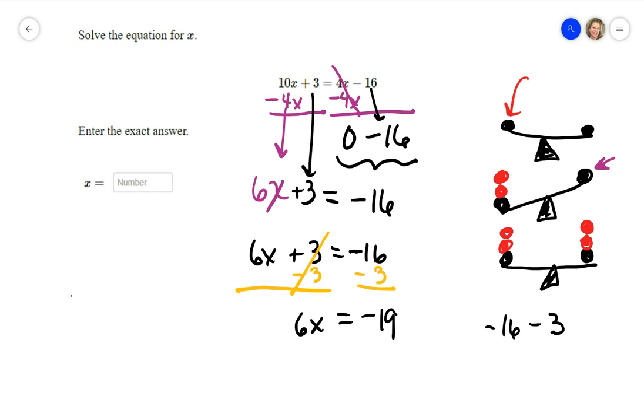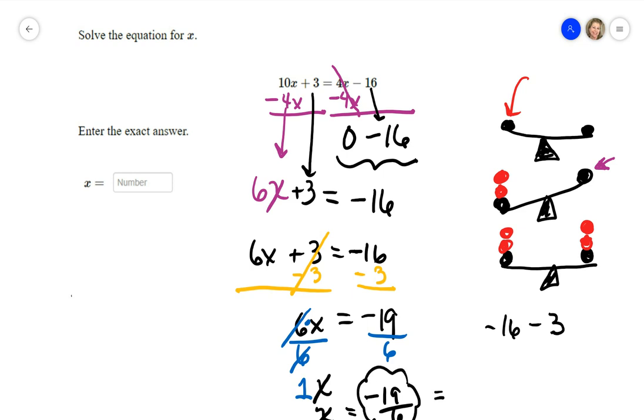And then my last step would be, since it's 6 times x right here, I would divide by 6, because 6 divided by 6 is 1 times x, and 1 times x is just x. But what you do to one side, you have to do to the other. Now, 6 does not divide into negative 19 evenly, so I'm just going to leave it as negative 19/6. If you can reduce it, you should, but the only numbers that go into 6 are 2, 3, and 6, none of which go into 19. So I'm just going to leave it as negative 19/6.